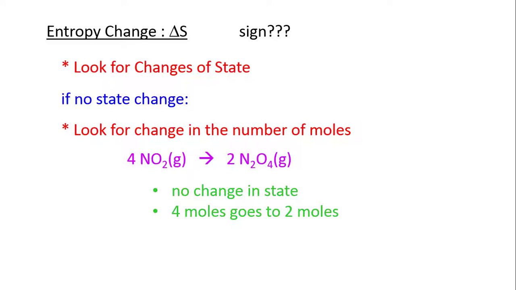Since this is a balanced equation, the total number of atoms is the same on both sides. But there are more ways to arrange those atoms in 4 small molecules than in 2 larger molecules. In this case, there is a decrease in the number of ways to arrange the system. So there is a decrease in the entropy. The sign of delta S would be negative.